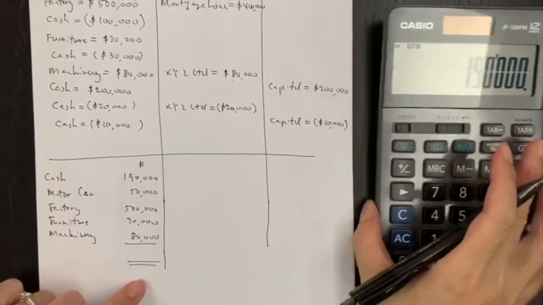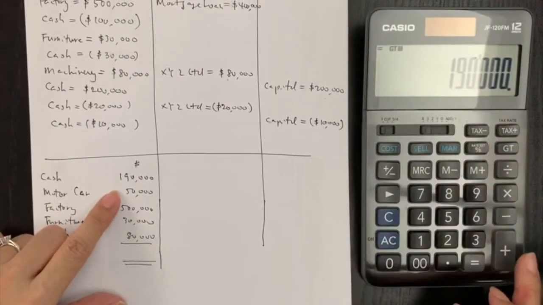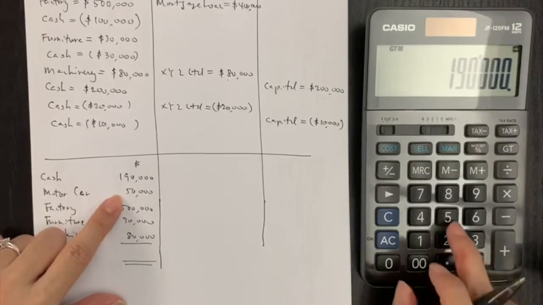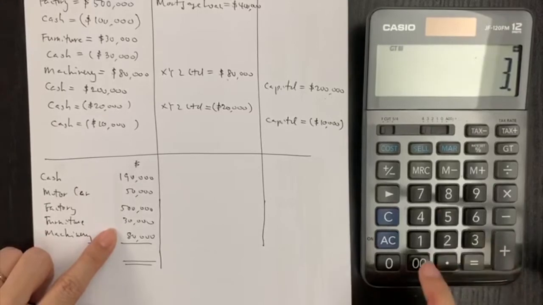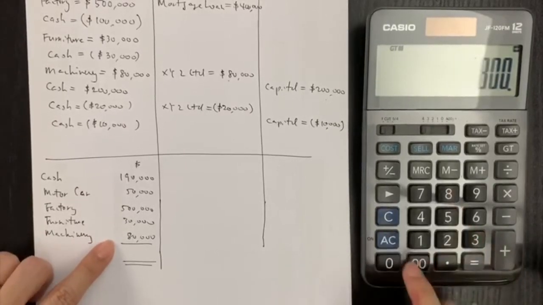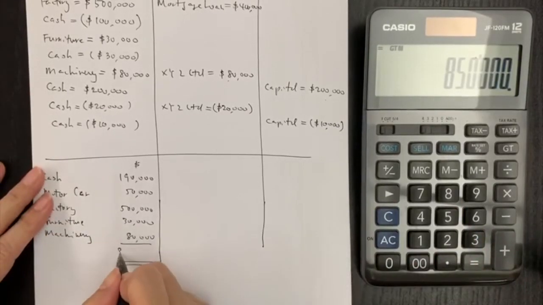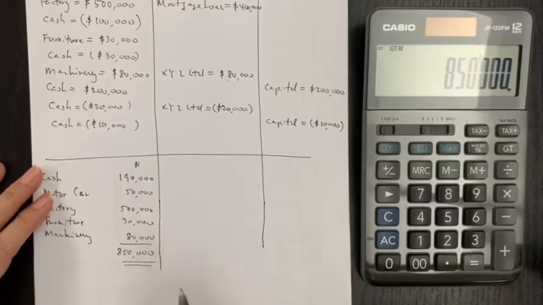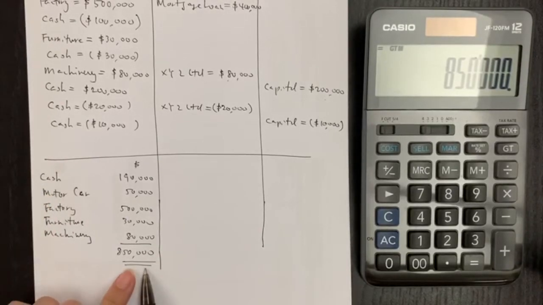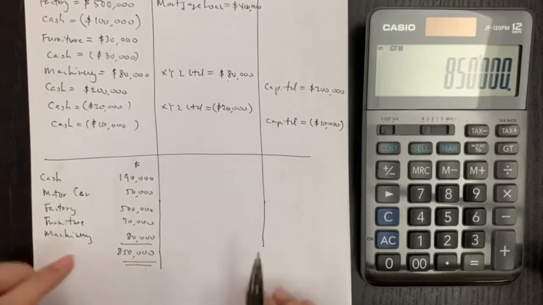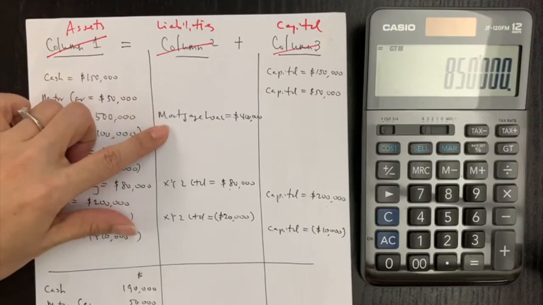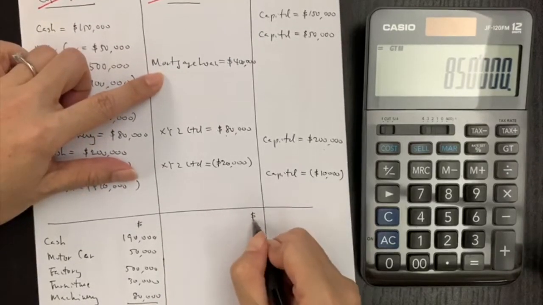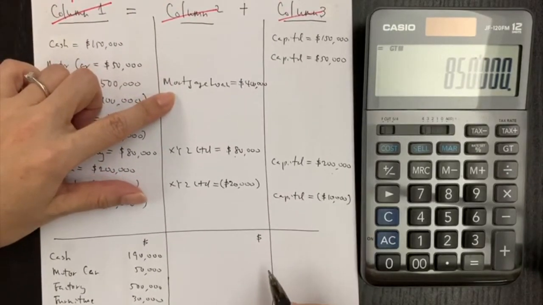Okay, then I can sum up the value for cash plus 50,000 plus 500,000 plus 30,000 plus 80,000. So I have this total in column 1. I use a double line, which means full stop, finished. All right, now I sum up column 2. I have mortgage loan. This is the accounting way to present it.